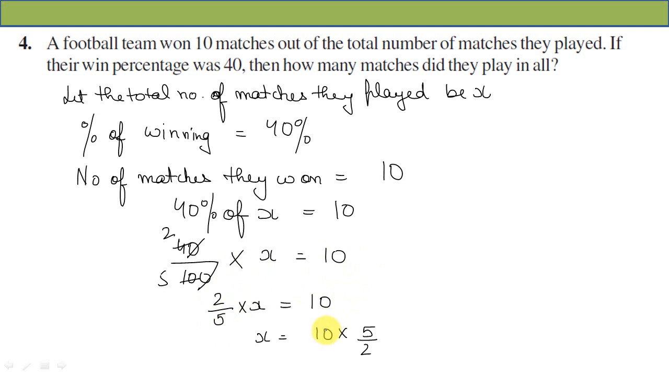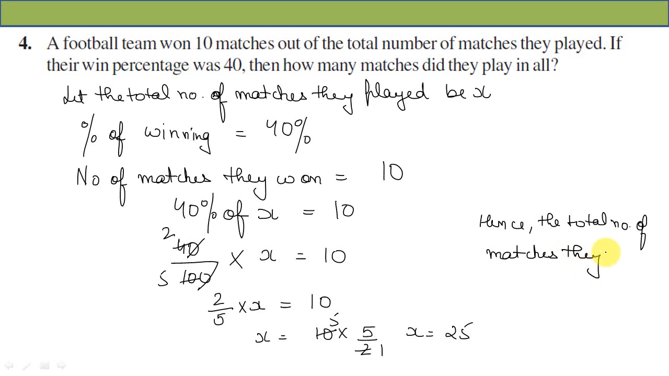Now 2 1s are 2, 2 5s are 10. So x की वैल्यू कितनी आ गई, 25. That means how many matches did they play in all? They have played total 25 matches. So you need to write down the statement at the end, which I am writing here. Hence the total number of matches they played in all were 25, right?